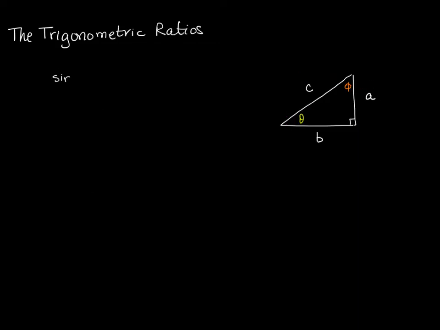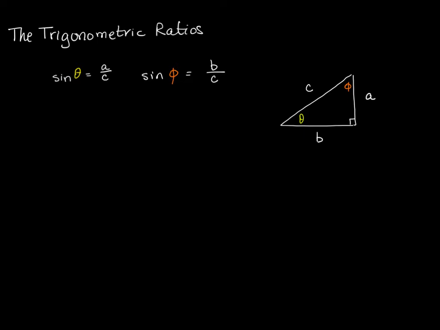So now when I talk about the sine, I'm going to be talking about the sine of an angle. And that's going to help me determine what that particular sine is. The sine of theta is A over C, because A is the side opposite theta and C is the hypotenuse. The sine of phi, on the other hand, is B over C, because B is the side opposite phi and C is the hypotenuse.